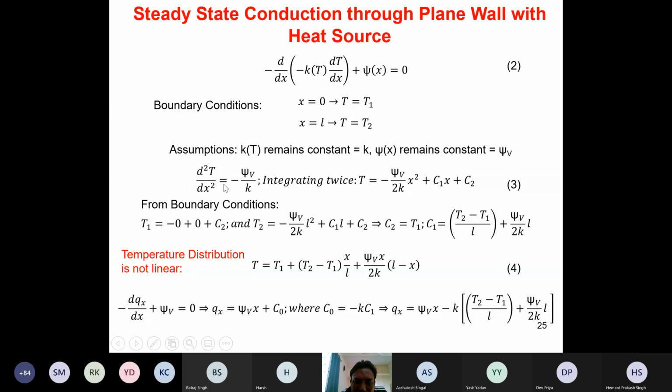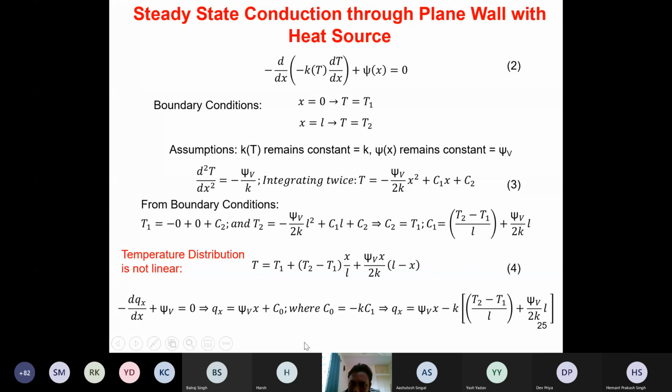Can you see d square T by dx square equals minus psi v by k? Here we have not involved the dependence of Q on x. We have considered them independent right now. Correct. So if you relate this C naught with C1, C naught is nothing but minus KC1. If you relate equation number 3 and this other equation, dqx by dx equals psi v, qx equals psi v x plus C naught, you will see that C naught is nothing but minus KC1.